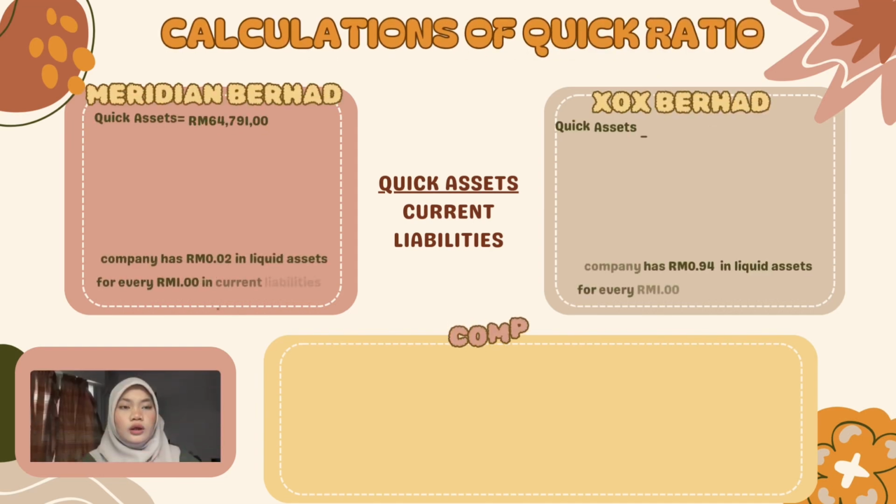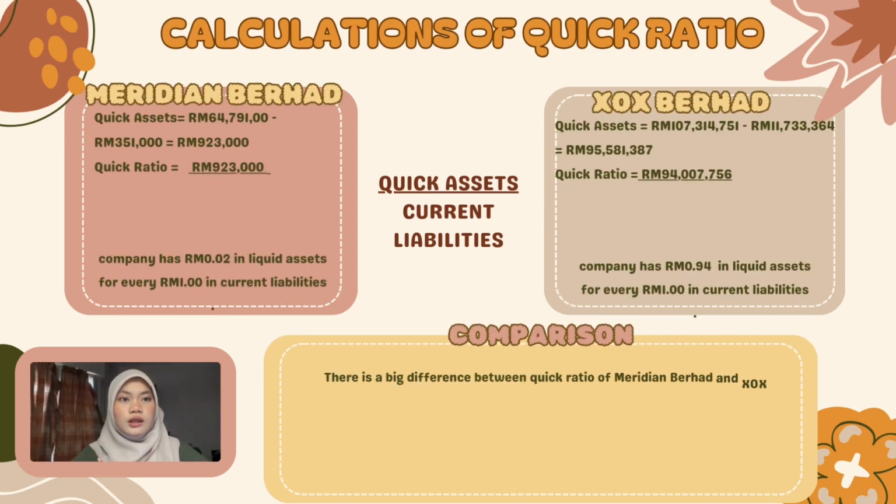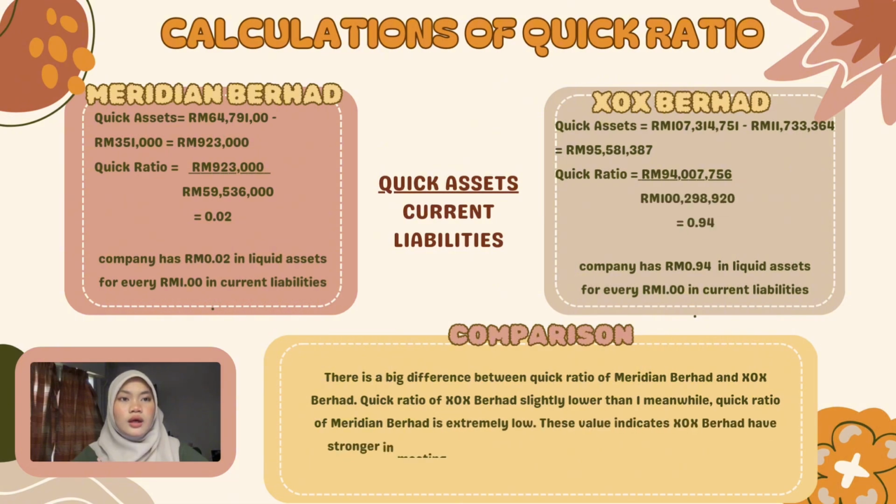To calculate quick ratio of Meridian Berhad, we divided their quick asset by their current liabilities. To get quick asset, we subtract inventories from their current asset and then divide by their current liabilities, and we got 0.02. This value indicates for every 1 ringgit in their current liability, the company has 0.02 in liquid asset.